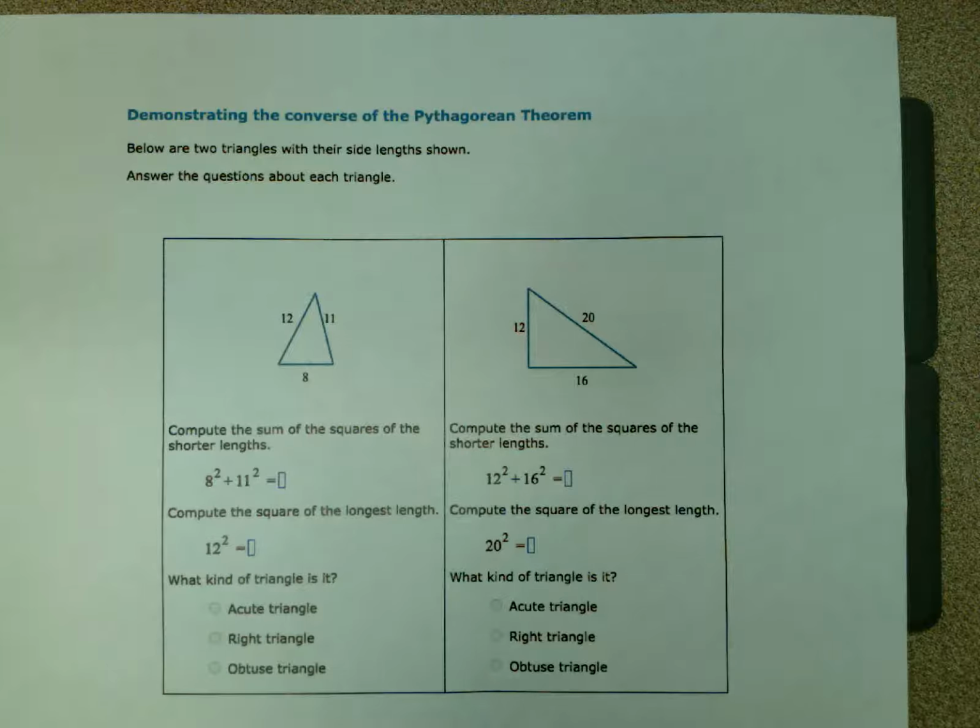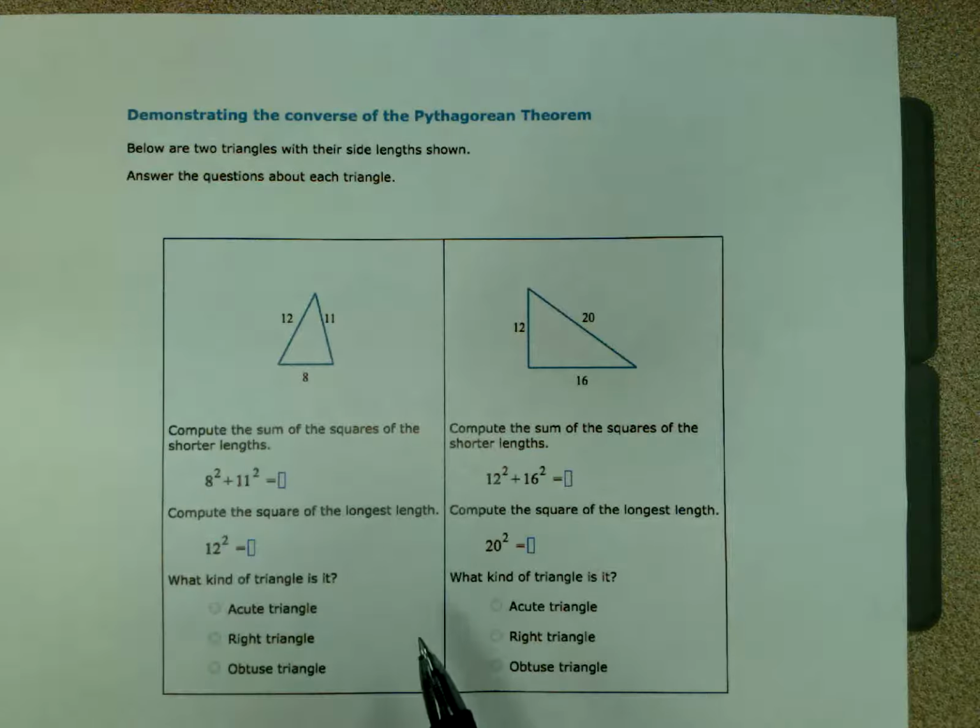Today we're going to be looking at the ALEKS topic demonstrating the converse of the Pythagorean theorem. So converse being the result from the Pythagorean theorem we're going to use to prove the basis for it. We have two triangles and we know all three of their side lengths, and we're going to use these pieces of information to figure out if it's a right triangle or not.